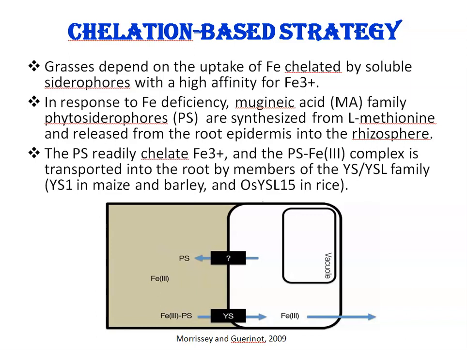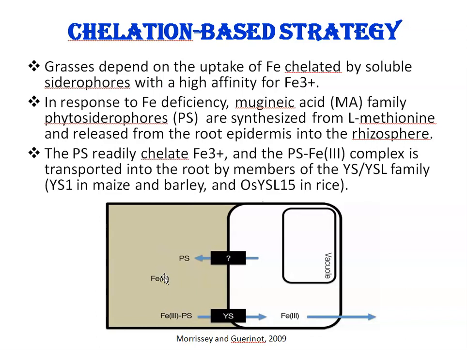Now, next is chelation-based strategy. This chelation-based strategy, as I already told you, is very common in gramineous plants. So grasses depend on the uptake of iron chelated by soluble siderophores with a high affinity for ferric ions, right? Now, just look at this diagram. In response to iron deficiency, mugineic acid family phytosiderophores, PS, mugineic acid family, MA, phytosiderophores are synthesized from L-methionine and released from the root epidermis into the rhizosphere, right? This PS readily chelate ferric ions and the phytosiderophore and iron complex is formed.